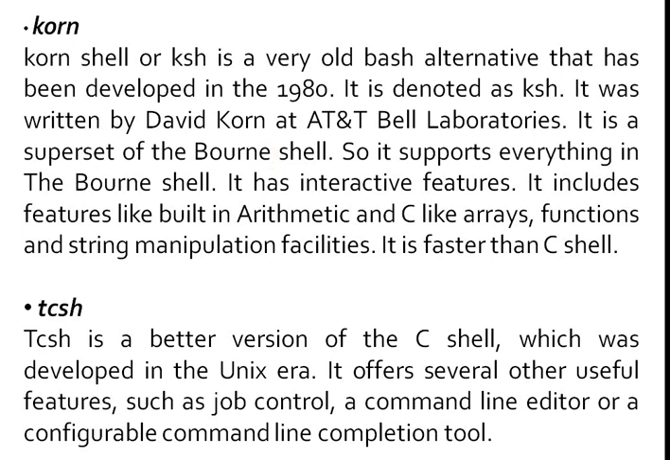The next type of shell is the TCSH. The TCSH is a better version of the C shell. It was developed in the Unix era. It offers several other useful features such as job control, command line editor, or configurable command line completion tools.